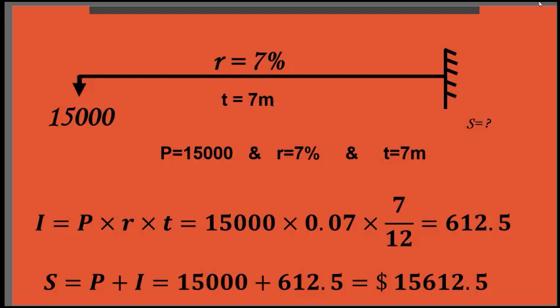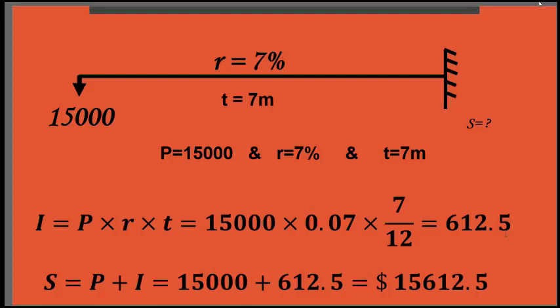By substituting in formula I equal BRT, $15,000 by 7% times 7 over 12, so I will be equal $612.5. To get S equal B plus I, S equal $15,000 plus I equal 612.5, so S will be equal 15,612.5.